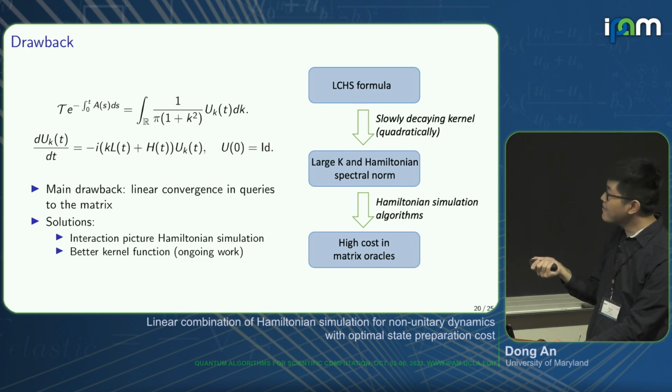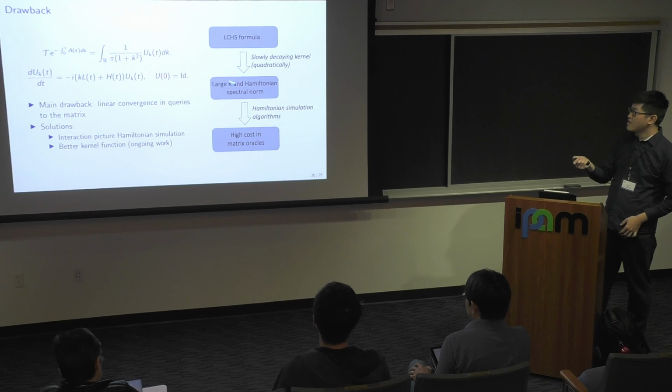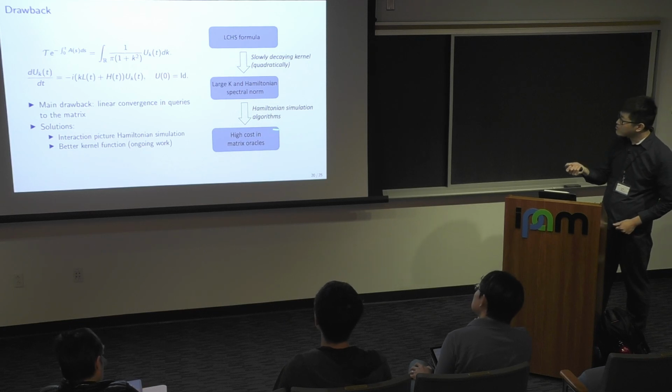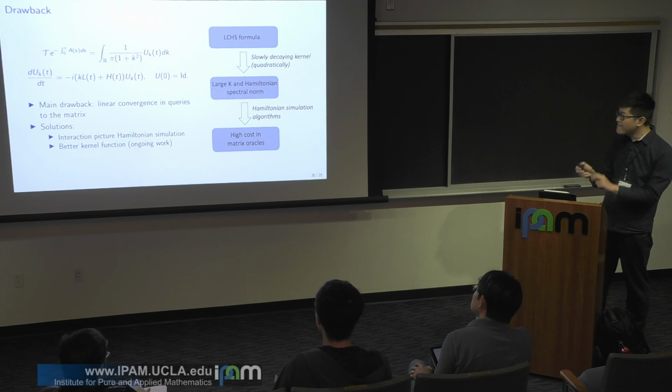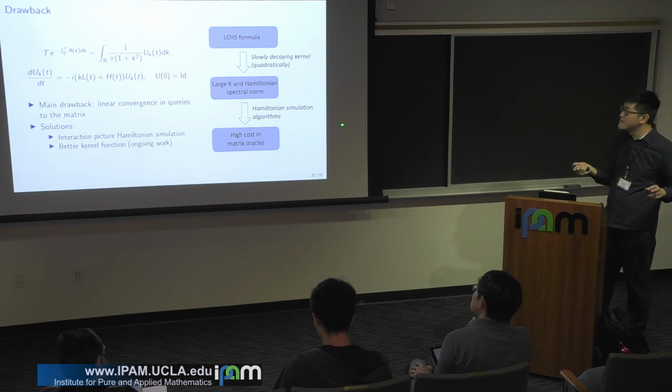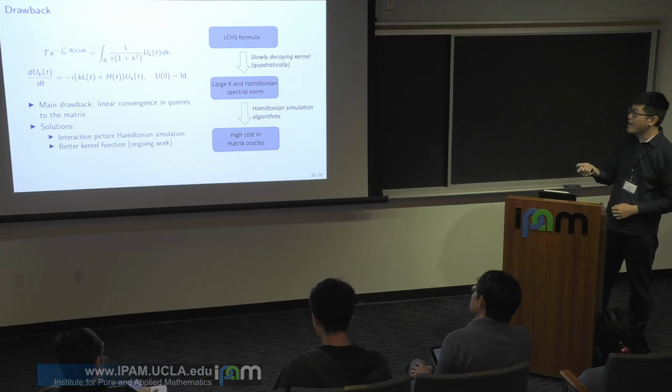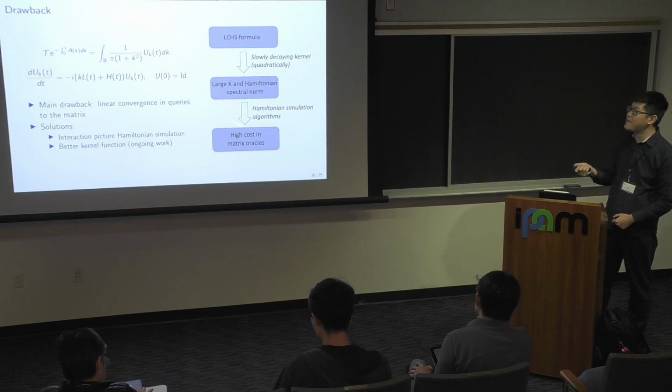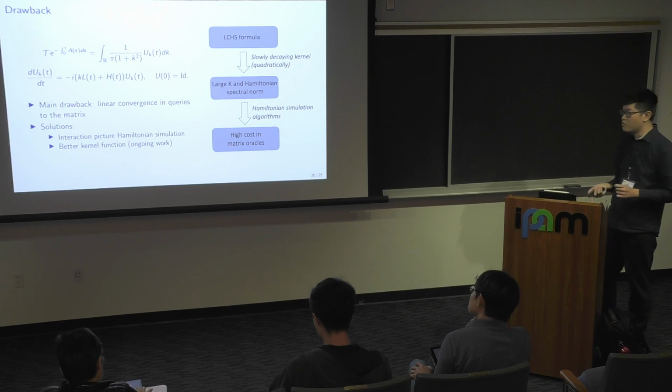Another solution is, how about we just try to improve this Hamiltonian simulation algorithm? That is, even if we have a very large k, if my Hamiltonian simulation algorithm can be implemented independent of k, of course that is not possible for the generic case, but for some specific cases, if we can do that, then we can also get rid of this k dependence and make our method high order.